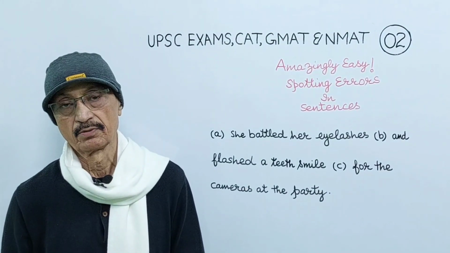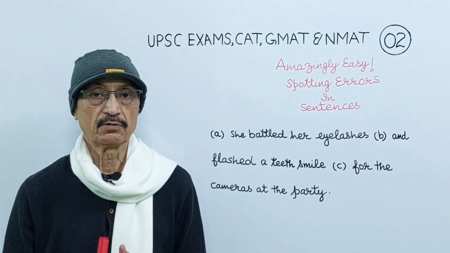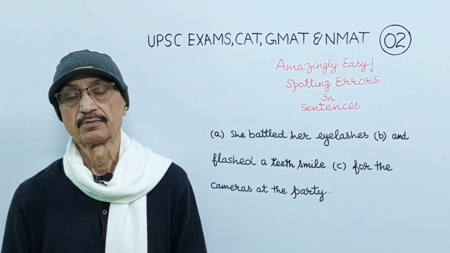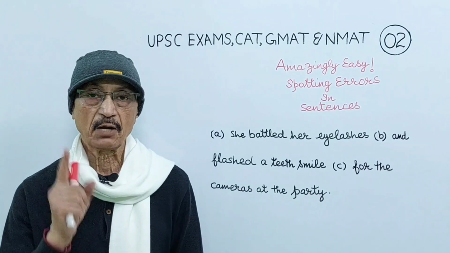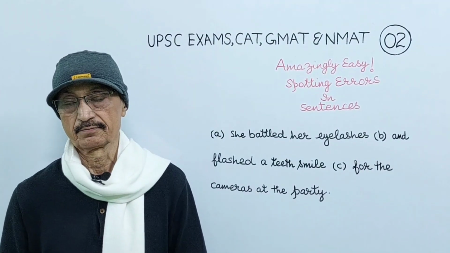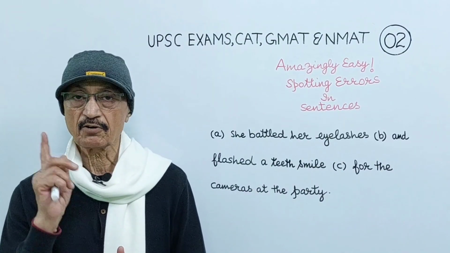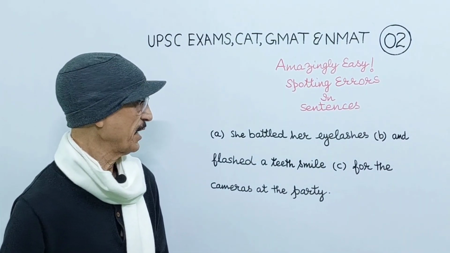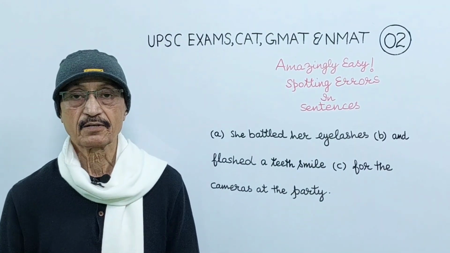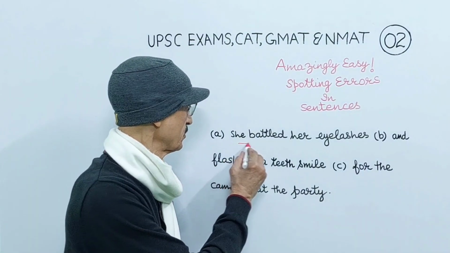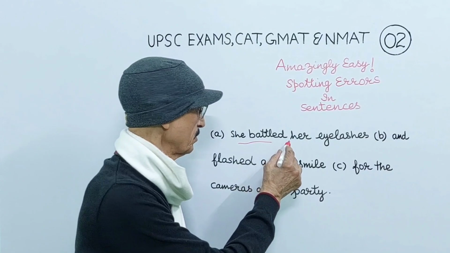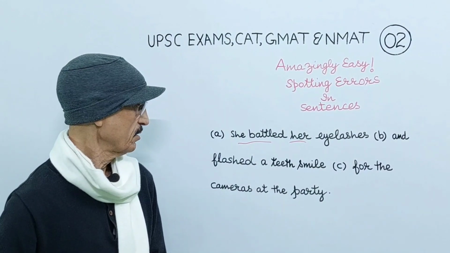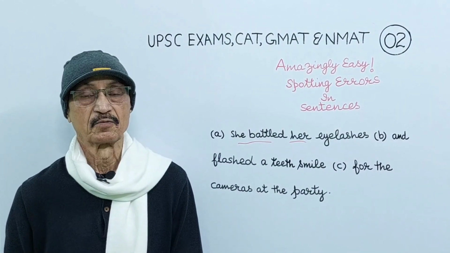Take another sentence. She battled her eyelashes and flashed a teeth smile for the cameras at the party. Let us try to find out which part of this sentence contains an error. Take part A. She battled her eyelashes. Perfect, nothing wrong. Subject verb agreement is clear. Possessive pronoun according to she, her is okay. Take part B. And flashed a teeth smile.